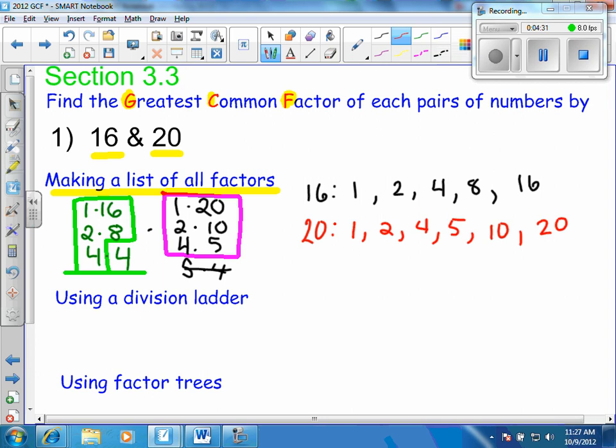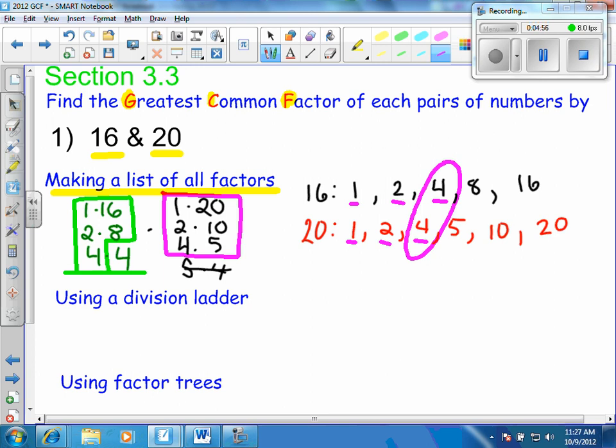Now, you look at the list, and you compare them, and you find the factors that are common to both. So 1's in both, 2's in both, and 4's in both. But the biggest one that's in both is 4, so that's the greatest common factor. Yeah, Tanner.